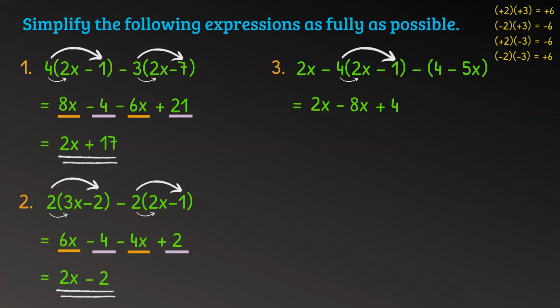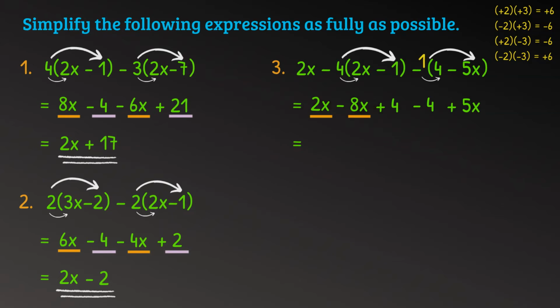Now, the next bracket doesn't have a constant in front of it, but that's because it's a 1 and we don't write the 1. So we effectively have to times both terms in this bracket by -1. And -1 times by 4 will give us a -4, and -1 times by -5x will give us a +5x.